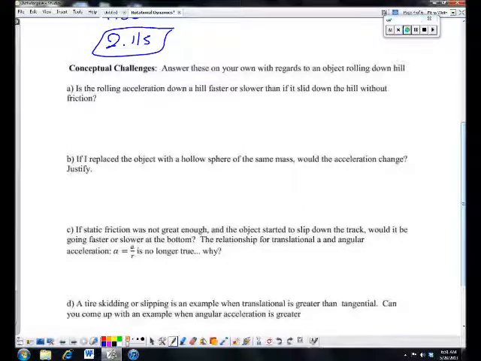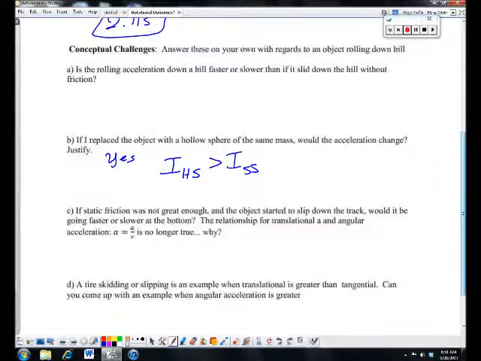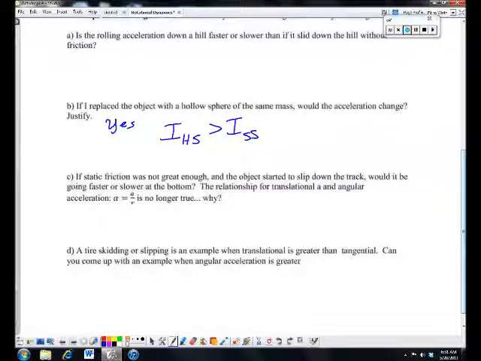If I replace the object with a hollow sphere of the same mass, would the acceleration change? The answer is yes. The inertia of a hollow sphere, the moment of inertia, is much greater than that of a solid sphere, and because of that, my moment of inertia goes up, so my acceleration goes down because it's harder for it to turn.